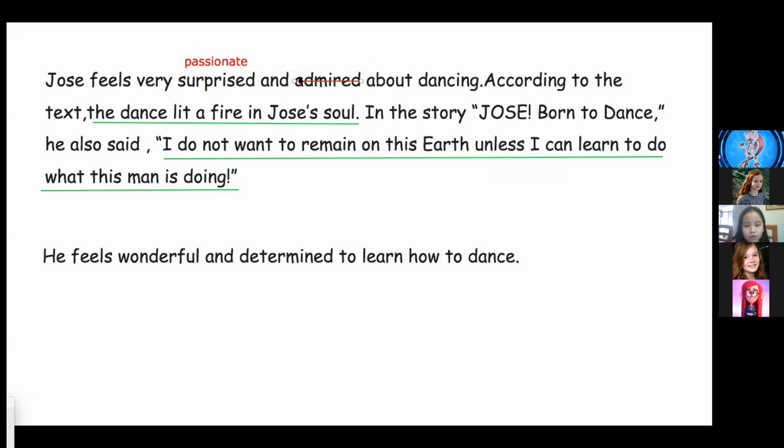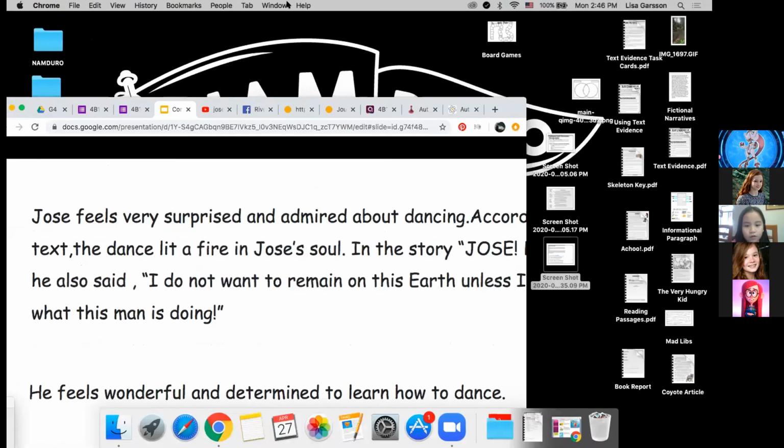So when you're passionate about something, that means that you love it more than you love anything else in the whole world. You don't want to do anything except for that one thing. So Jose only wants to dance, right? He doesn't want to remain on earth unless he can dance. It lit a fire in his soul. So that's what we can change this to. Jose feels passionate about dancing. And then we have our reasons and details from the text. So for homework, you're just going to redo your responses and make sure you're using 2 examples from the text. Does anyone have any questions about what we talked about today?